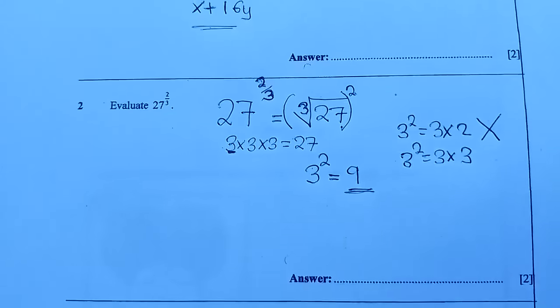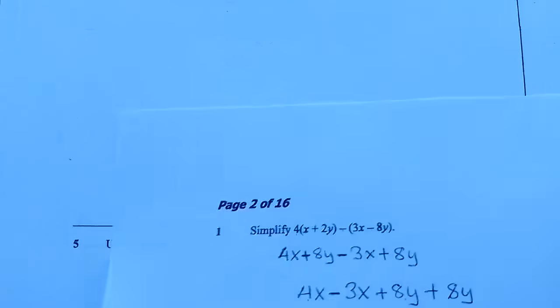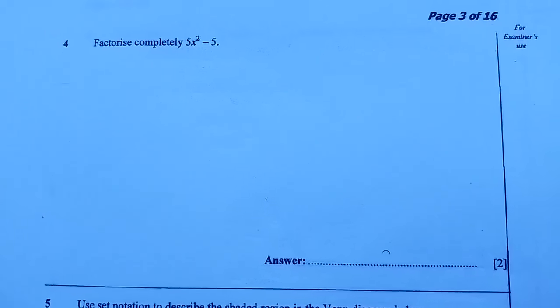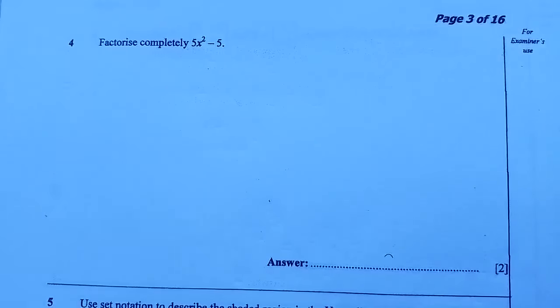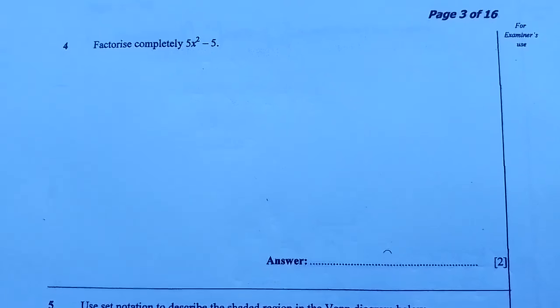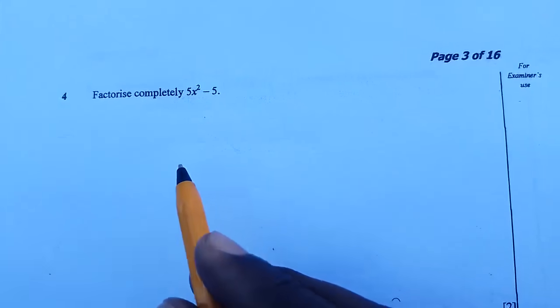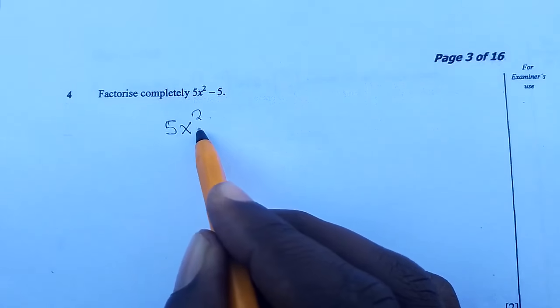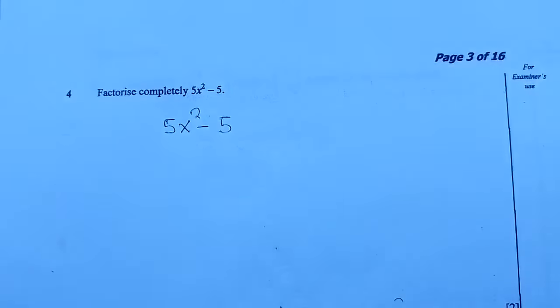We move to question 4. This is our question 4. What are we told? We are told to factorize completely. So how is the expression? This is the expression you are given here: 5x squared minus 5.